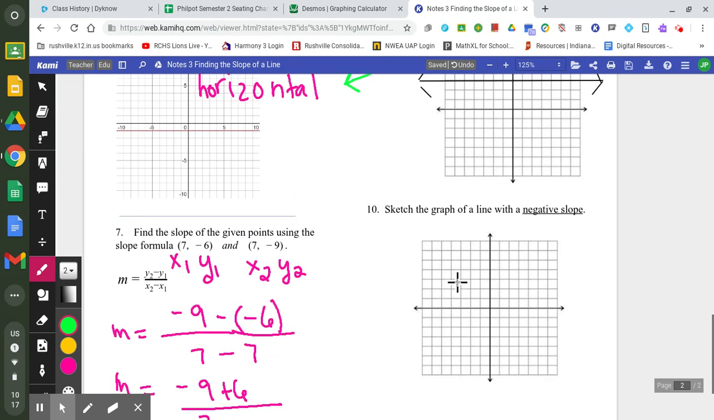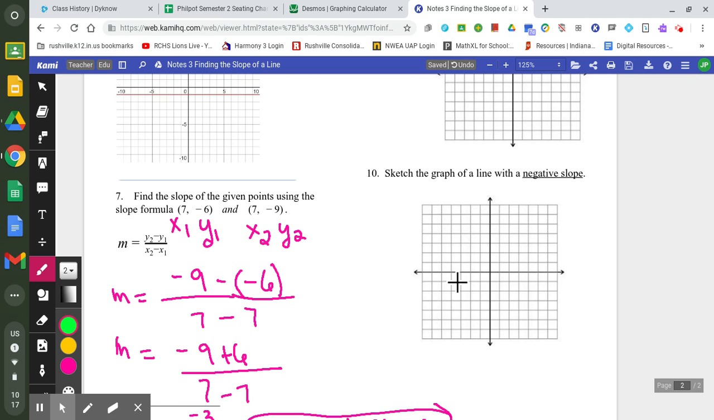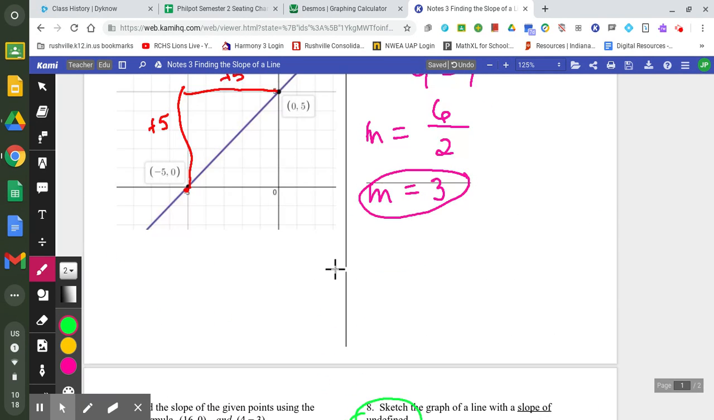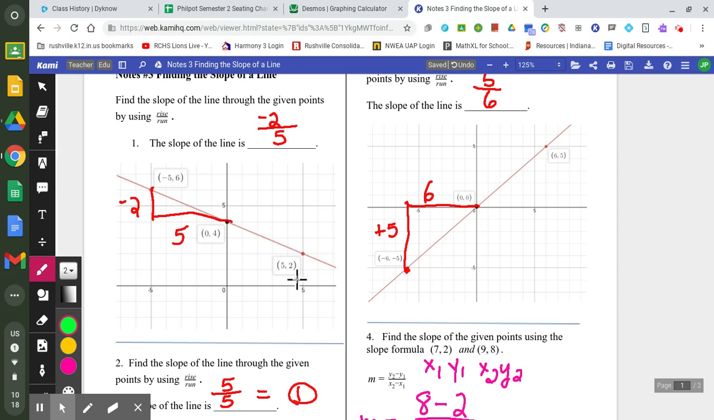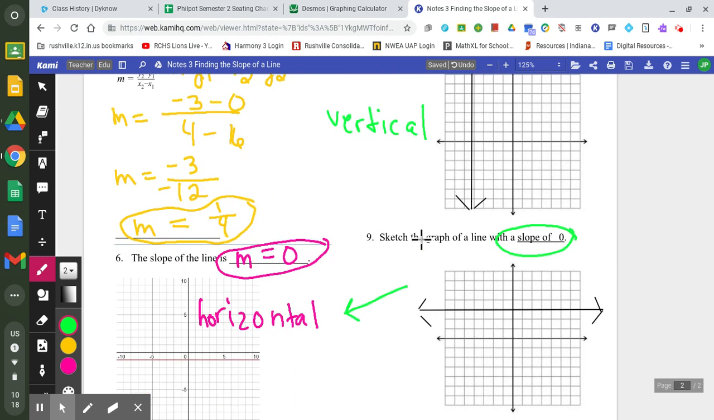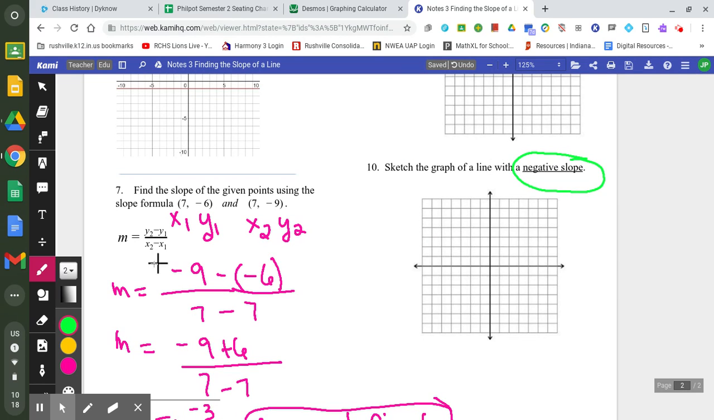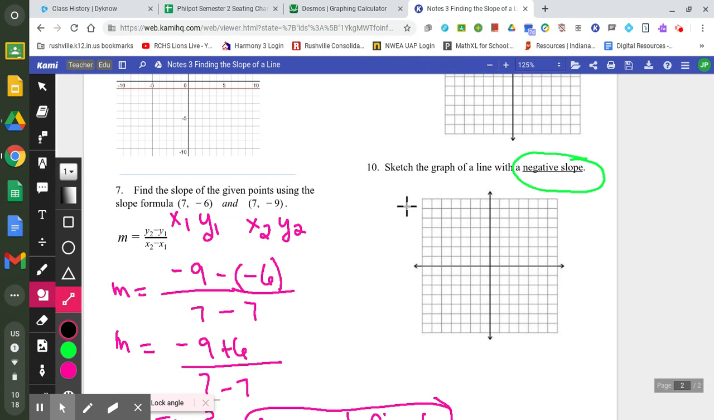And then my last one is to graph a line with a negative slope. And if we look back up here, number 1 on my notes had a negative slope, and notice it starts up high on the left and goes down to the right. So we can draw any line on that grid that starts high and finishes low. And this is a negative slope.